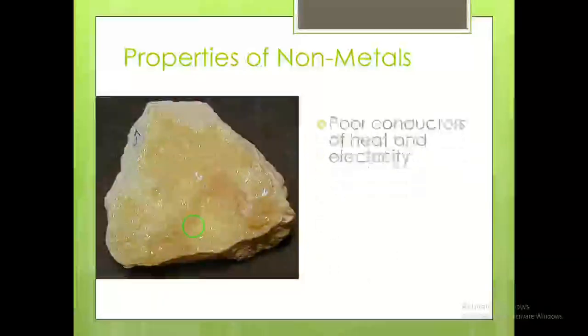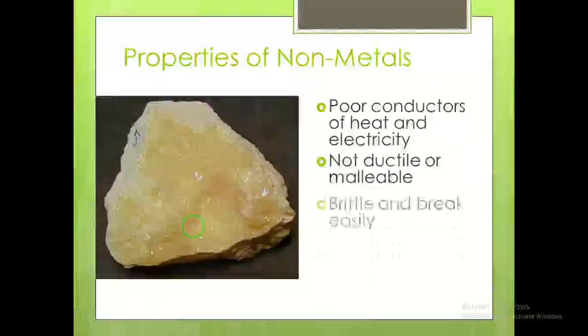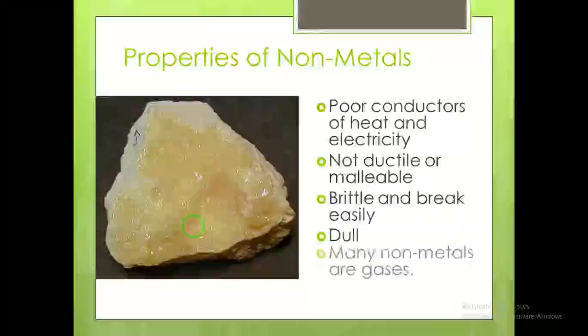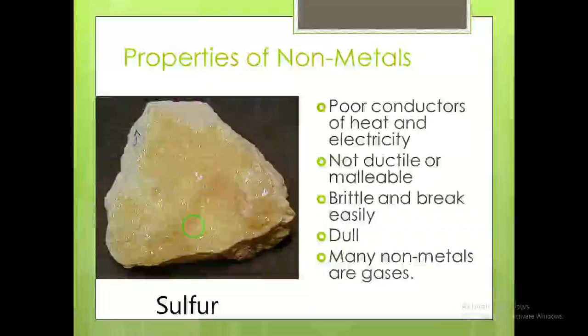Now let's go to the properties of non-metals. Non-metals are poor conductors of heat and electricity. They are not ductile and they are not malleable. They cannot be drawn into wires. They cannot be beaten into sheets. They are brittle and break easily. They are not shiny. They are dull. And we have a lot of gases that are non-metals.